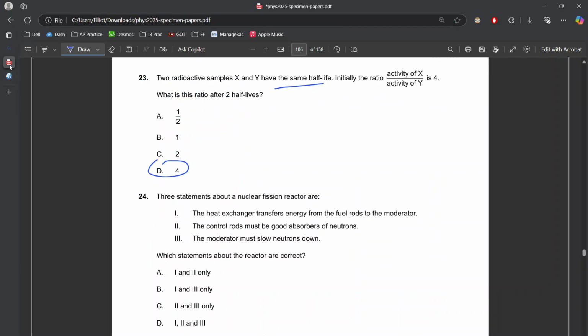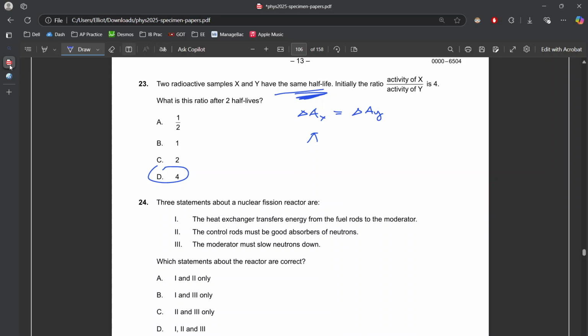So just logically speaking, half-life means that they'll both shrink over time, right? Which means that their activity will decrease. But because they have the same half-life, the change in activity for X is going to be the same as the change in activity for Y. Which means that the activity of X over the activity of Y should stay the same.